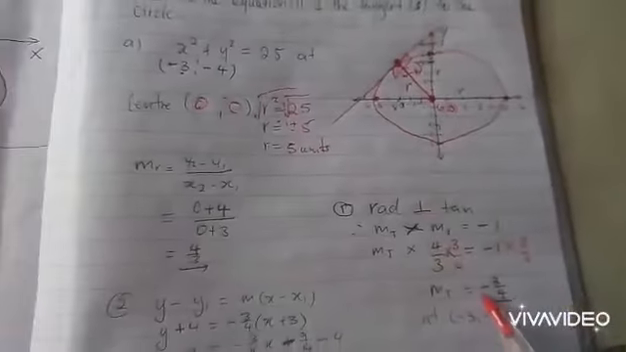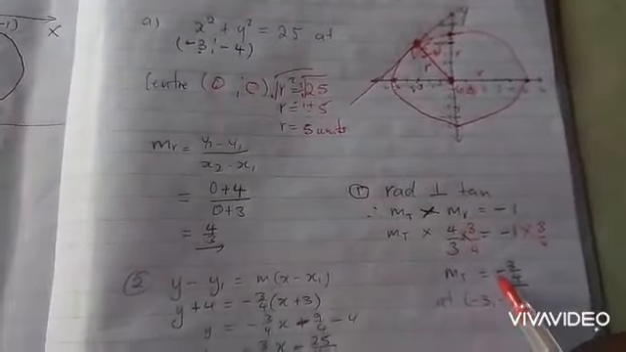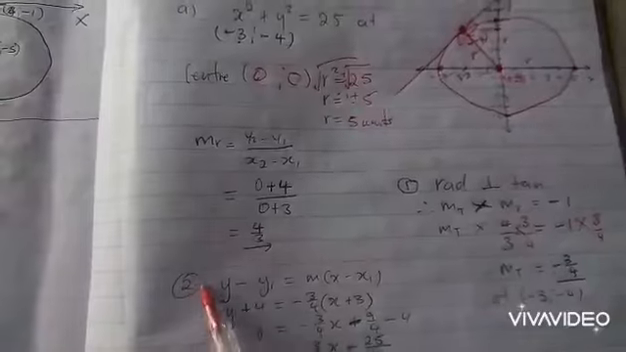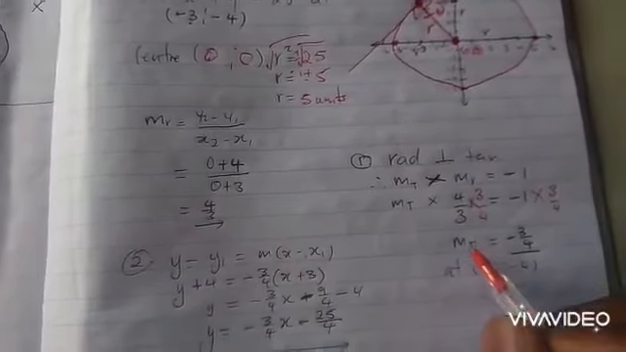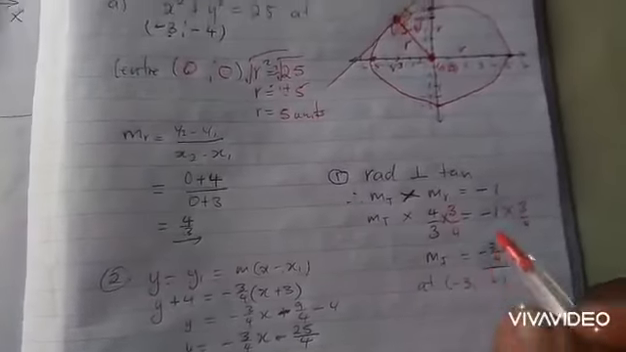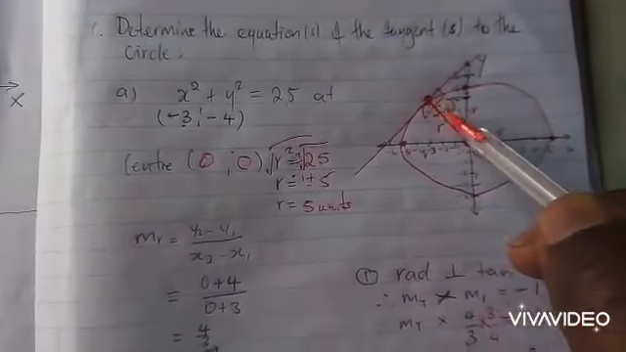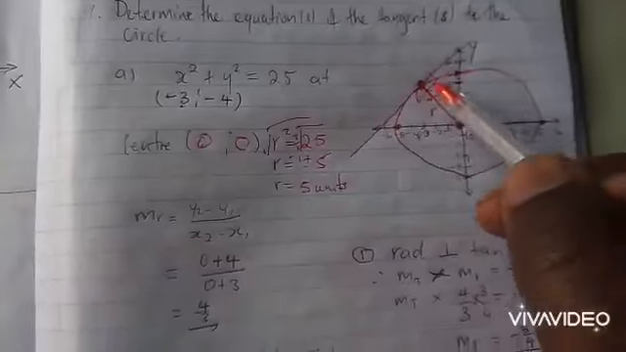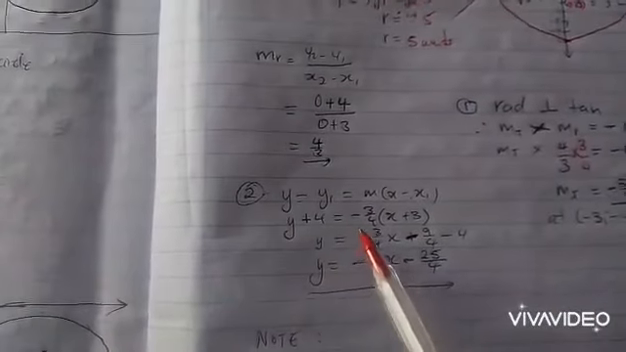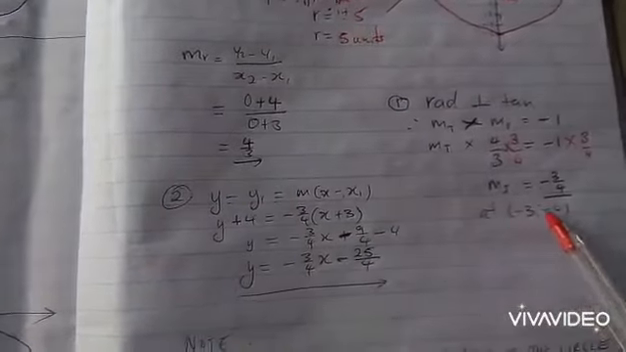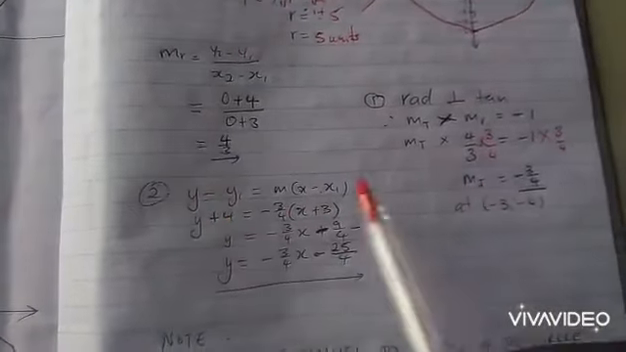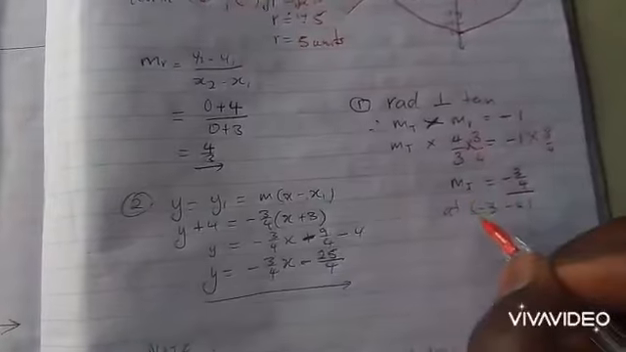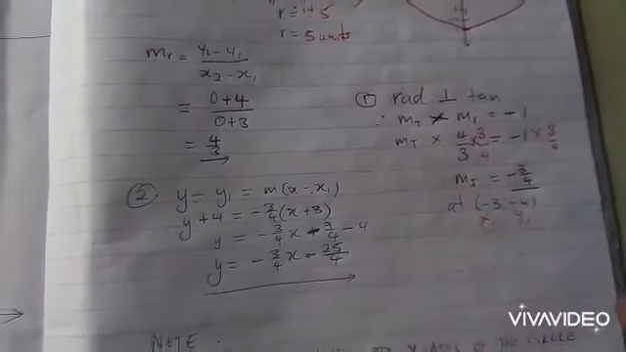Anytime we want to find the equation of a tangent, just like finding the equation of a straight line, we must use y minus y1 is equal to m into x minus x1, where m is the gradient, and x1 and y1 is where the tangent cuts the graph, at minus 3 and minus 4. So we substitute the minus 3 and minus 4. Negative times negative is positive.